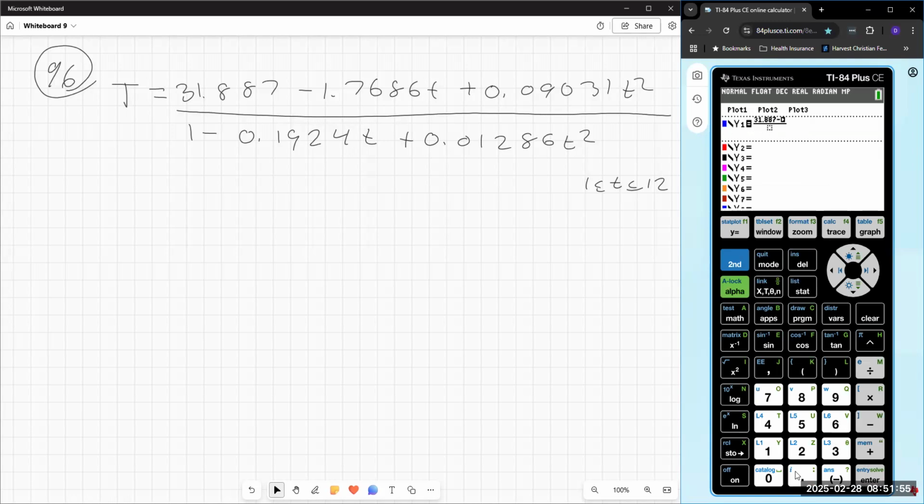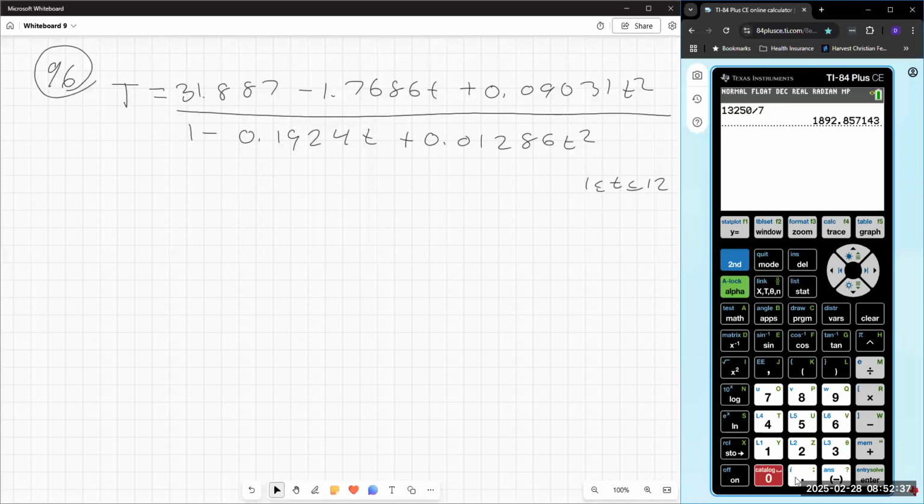31.887 minus 1.7686x plus 0.09031x squared over 1 minus 0.1924x plus 0.01286x squared. And we're going to graph this.